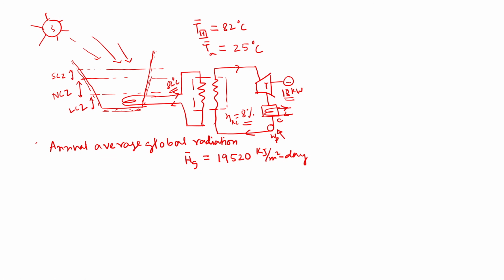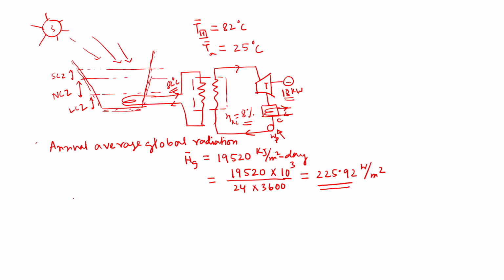We can convert it to watt per meter square. So what do we need to do? 19520 multiplied by 10 cube, it will be joule now. Then it is in days, so it's 24 hours, and then 3600. This will give Hg in watt per meter square, which is something like 225.92 watt per meter square. This is important, we need this information many times.